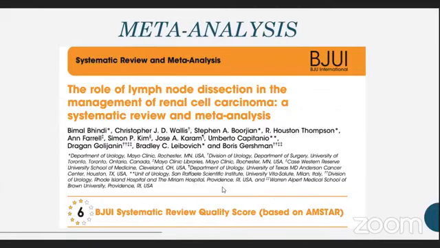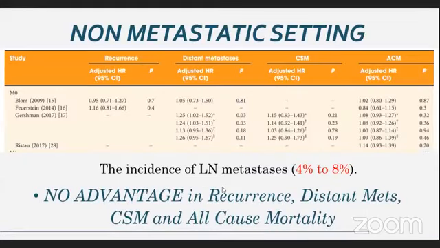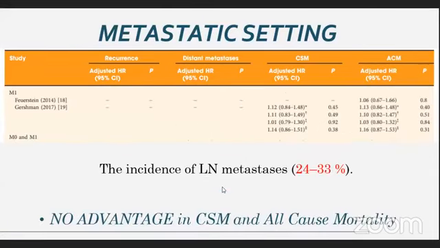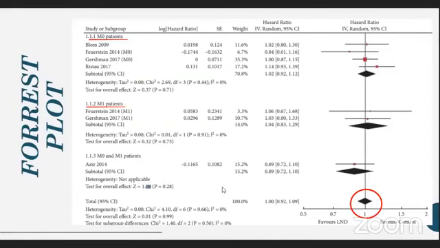So a meta-analysis, Bimal Bindi's meta-analysis came in BJU, a reasonably good meta-analysis, which clearly showed that the incidence of lymph node metastasis is about 8% at the high end, but there is no advantage of doing that dissection. So once again, it is pointing towards more a prognostic rather than a therapeutic intervention. In the metastatic setting, of course, the lymph node metastasis is also expected to be very high at 33%. But once again, it didn't add to the cancer-specific survival. The forest plot, once again, reiterated the same.